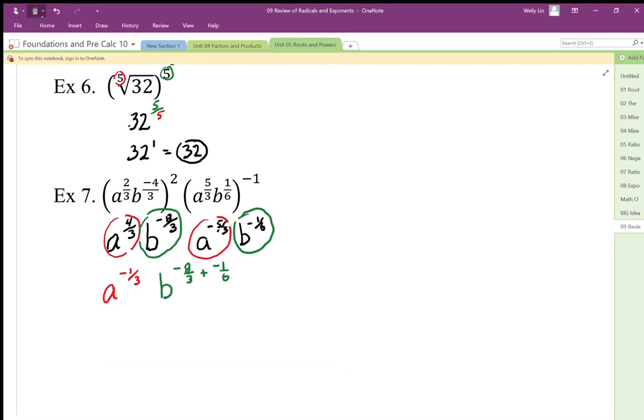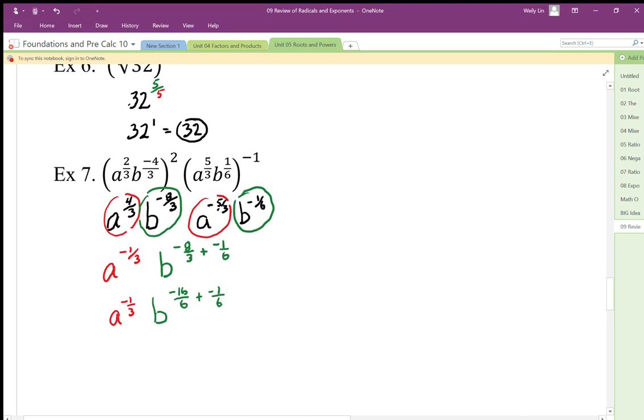So I can rewrite the b. Let's just make sure I keep track of the a here. So I can rewrite the b, instead of negative 8/3, I'm going to write that as negative 16/6. Now I have a common denominator, and I can add those exponents together. What really was happening here is I got a common cube root, sixth root for both of those. And then I can combine those together.